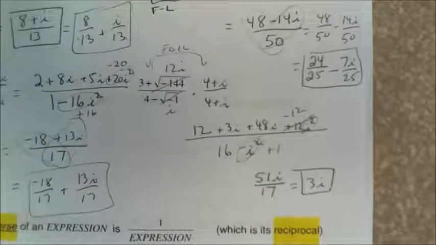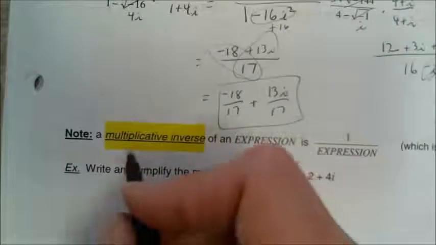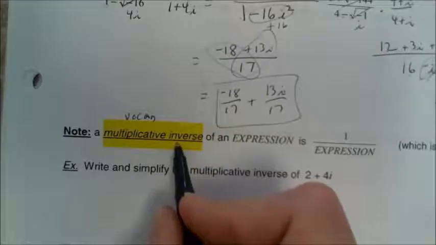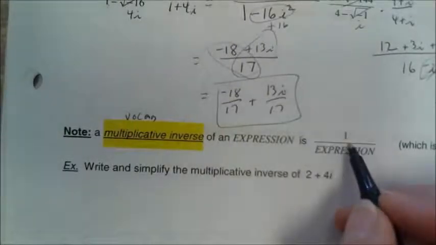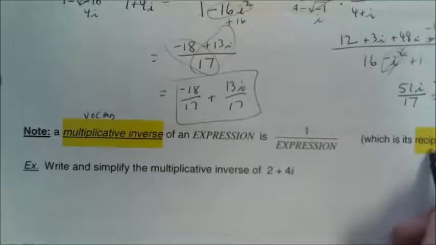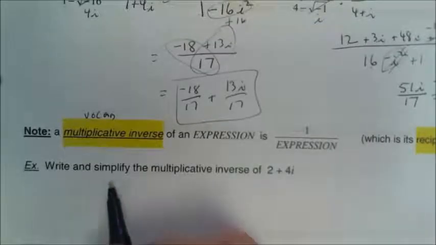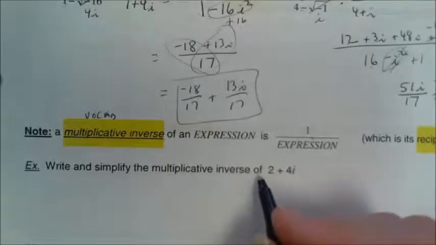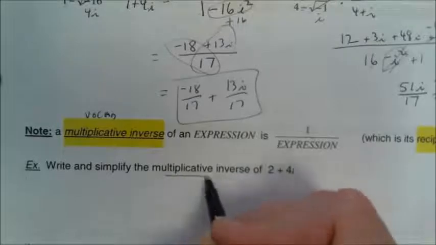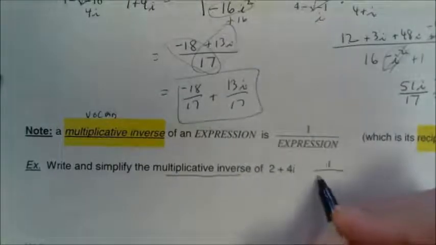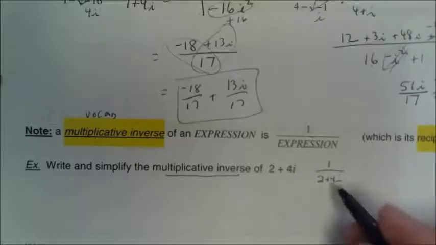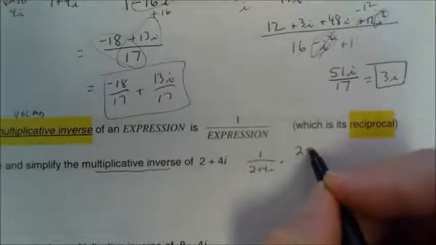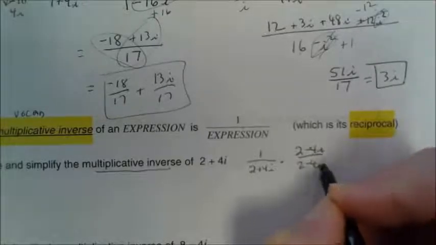Here's a vocabulary word for you. A multiplicative inverse of any expression is just 1 over that expression. It's just a reciprocal. So sometimes we're asked to find the multiplicative inverse of a complex number. So if we want to find the multiplicative inverse of this, it's just 1 over that. But you can't have an i in the denominator because it's a radical, so you have to multiply it by the conjugate, 2 minus 4i over 2 minus 4i.